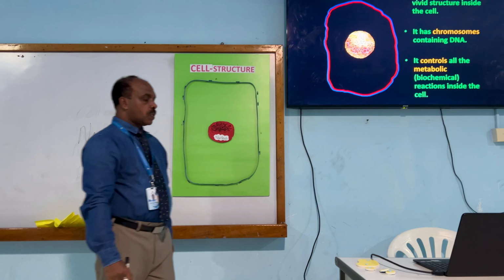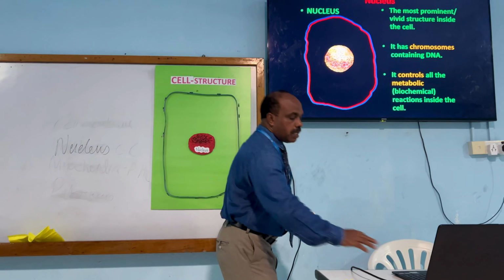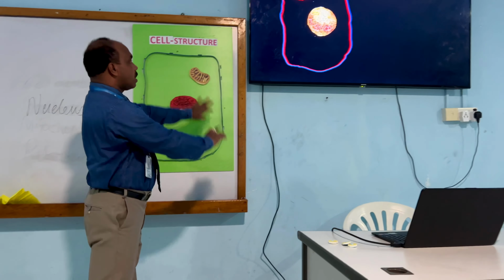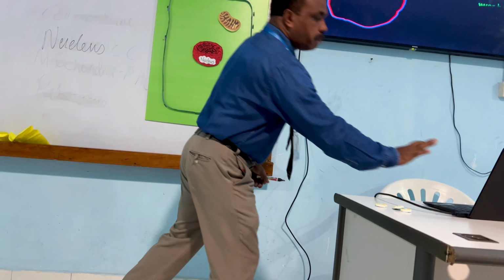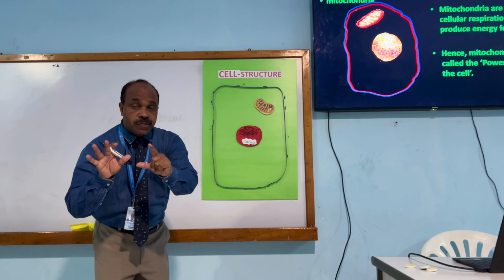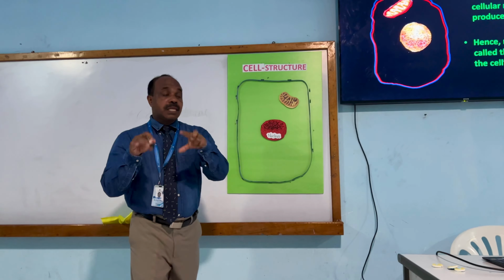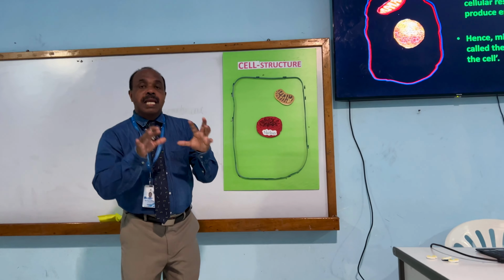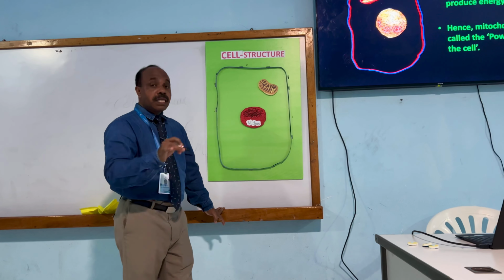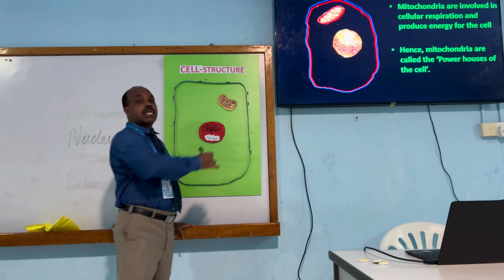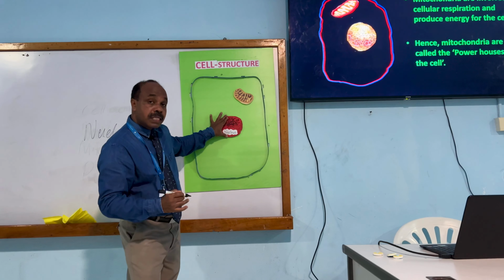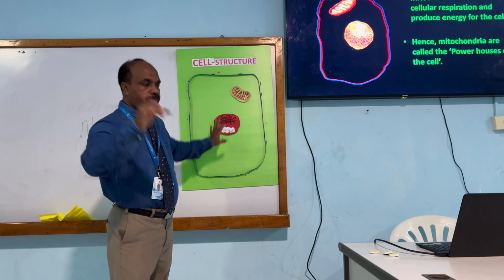Okay. Next to nucleus, another cell structure which may be found inside the cell is mitochondria. This mitochondria is another important structure. It is involved in cellular respiration. So what is the role of mitochondria? Cellular respiration. By doing cellular respiration, it helps in liberating energy that is required for the cell to function. Clear? Hence, the mitochondria are called the powerhouses of the cell. Mitochondria are the powerhouses of the cell. Nucleus is the controlling center of the cell or the brain of the cell.